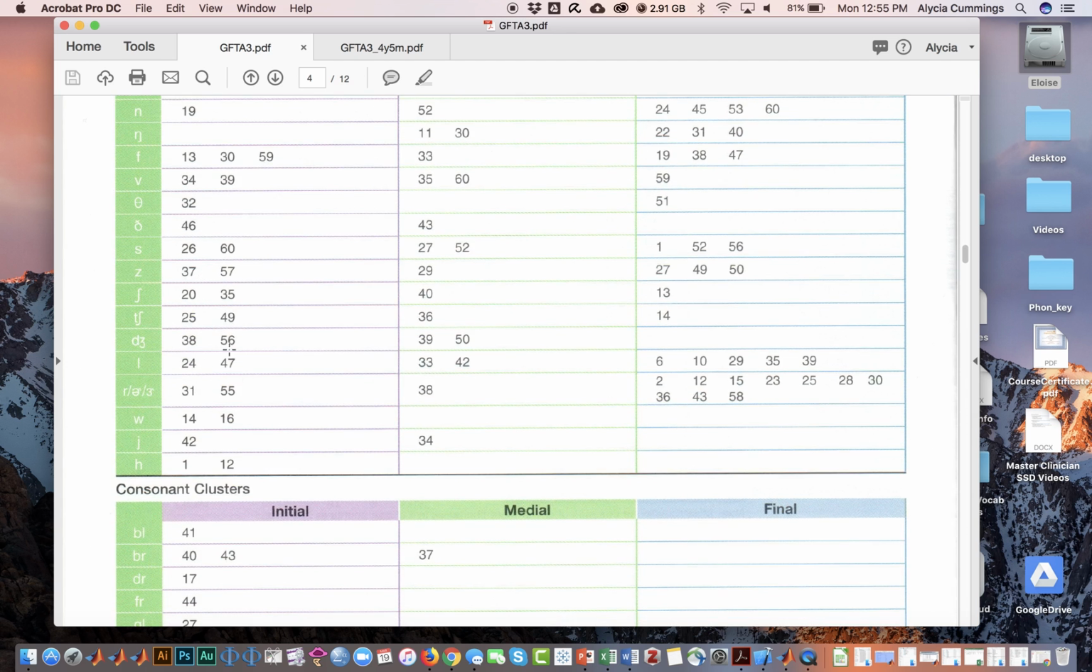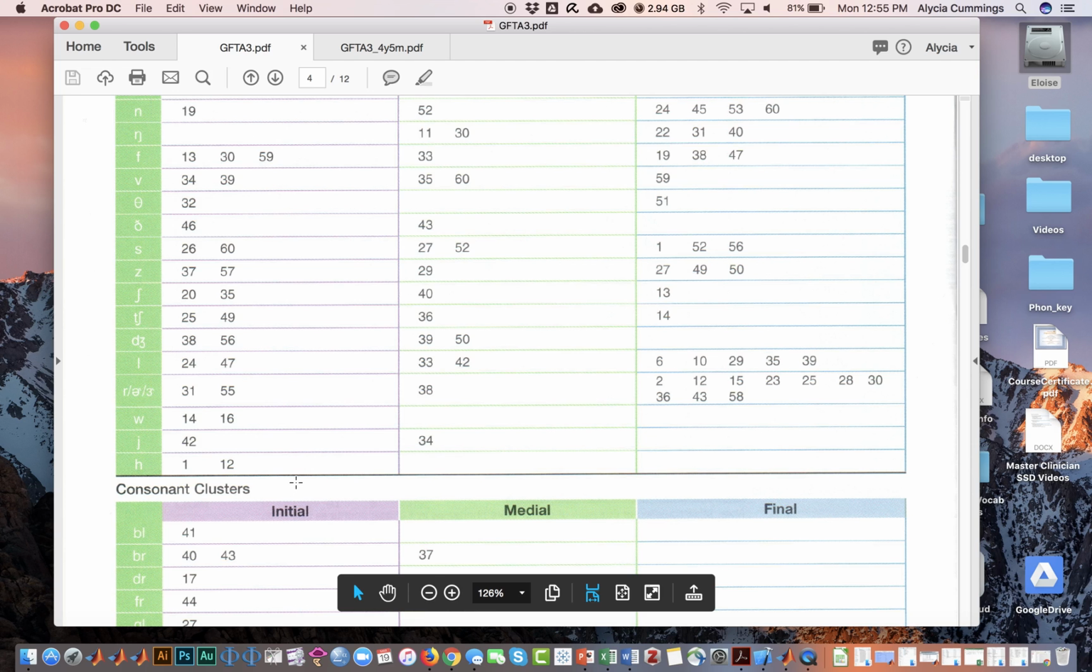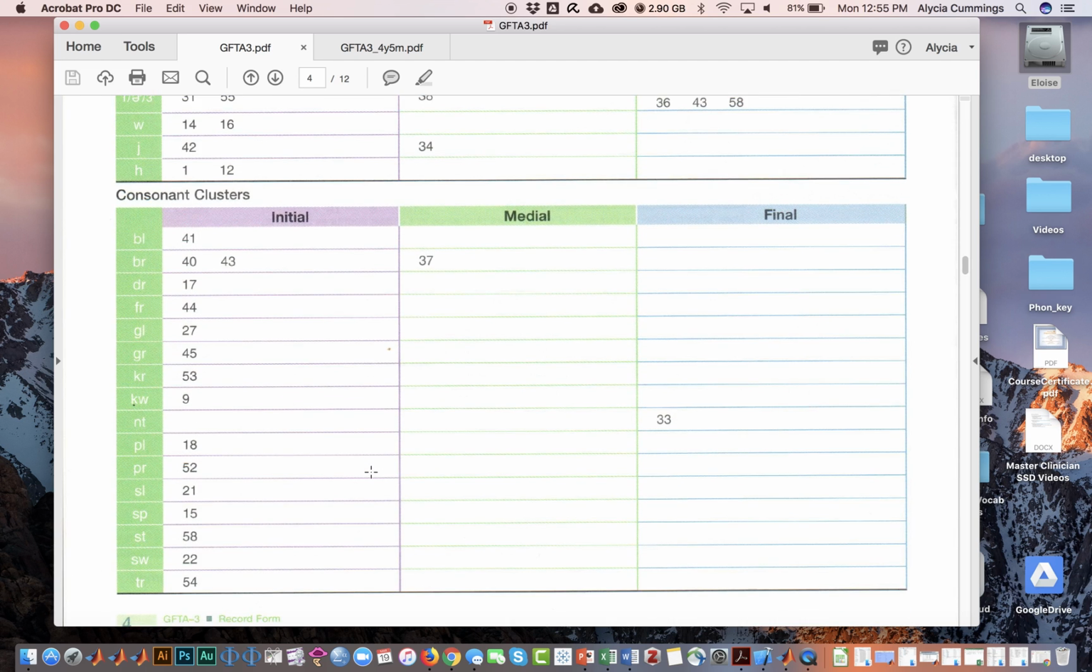And then what I do is when I'm all done here, this is where I count up my initial, medial, and final consonant singletons as well as my clusters. So I'll go here, and right here I'll write 31 and 15 and 20, or however many sounds are in error. And the same with the clusters. Again, clusters are counted incorrectly if even one of the sounds is produced in error.